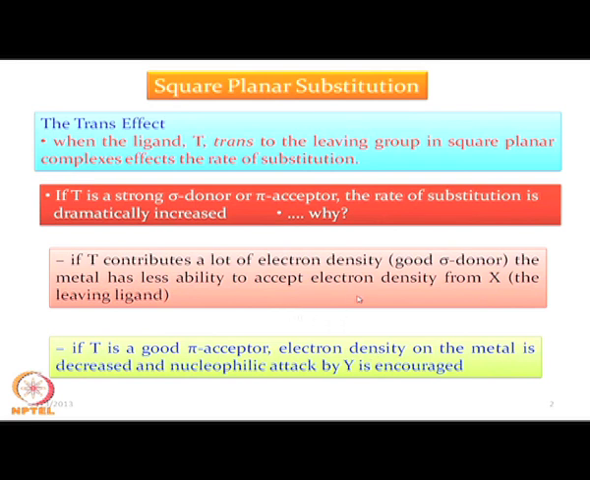Whether Cl minus is going out from the system and NH3 is coming and attacking that particular platinum center to give us cisplatin, or this particular role for the trans group which is responsible for the formation of the new bond with the Y, as well as the removal of X. That means the trans effect has a double role: it plays a role in the removal of X as well as the attachment of the Y to the metal center.